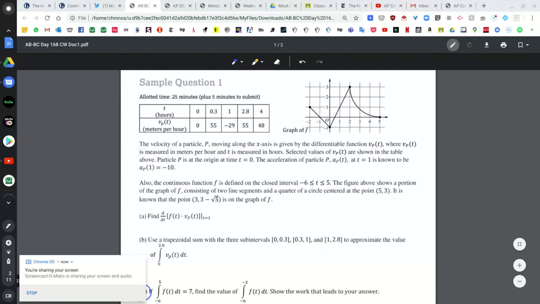Good morning, everyone. Welcome to the absolute final classwork assignment for the school year. This is, for labeling purposes, the day 168 classwork assignment. It's an FRQ.